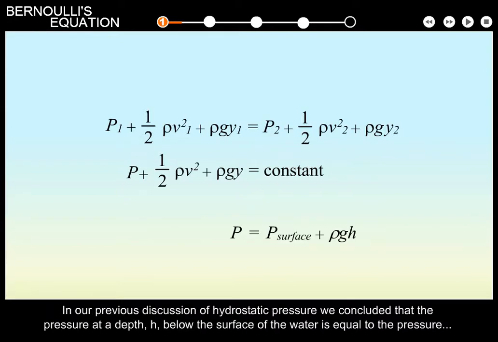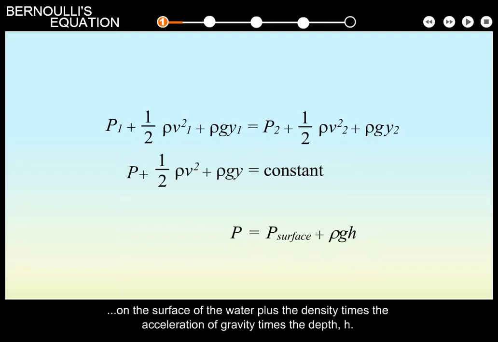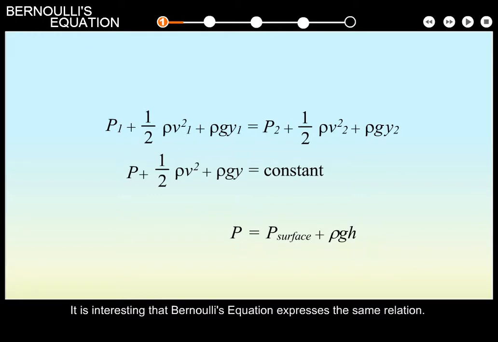In our previous discussion of hydrostatic pressure, we concluded that the pressure at a depth, h, below the surface of the water is equal to the pressure on the surface of the water plus the density times the acceleration of gravity times the depth h. It is interesting that Bernoulli's equation expresses the same relation.